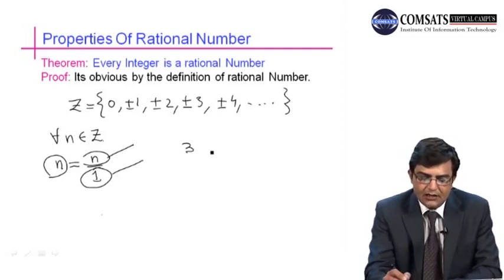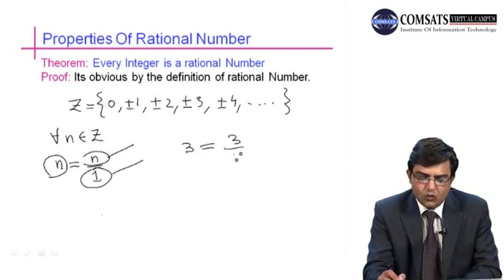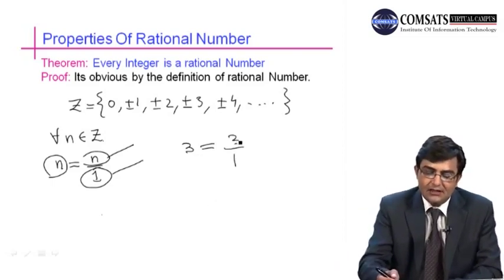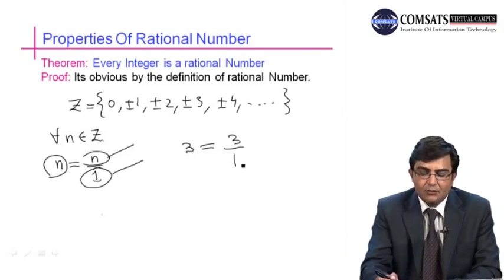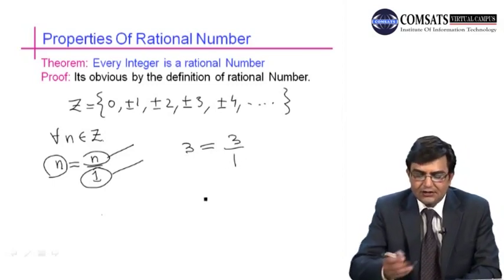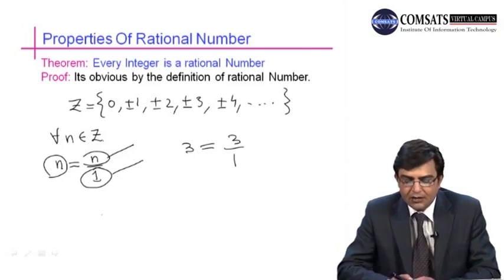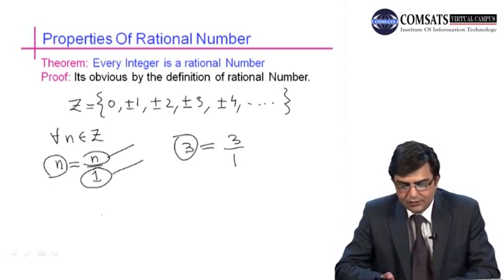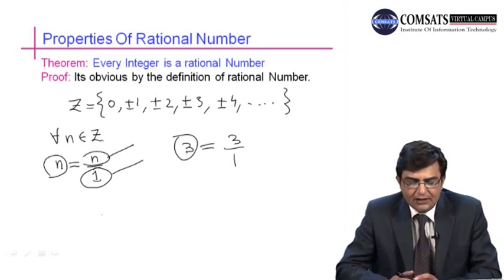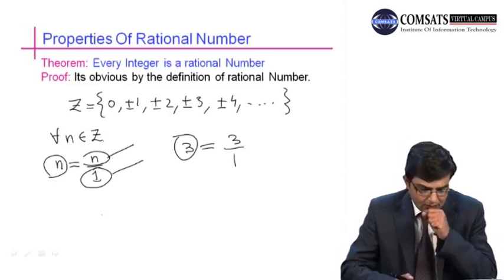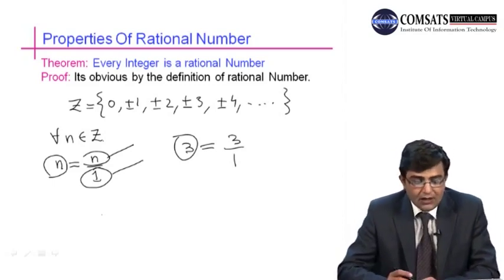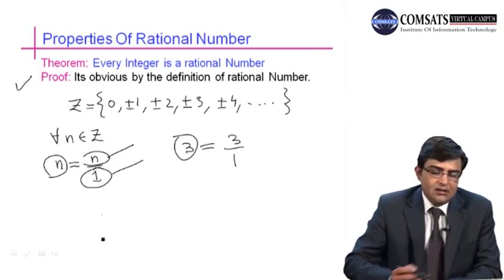For example, 3 is written as 3 over 1. So 3 is a rational number because it can be written as 3 over 1, where 3 and 1 are both integers, and in the denominator we have a non-zero integer, so 3 is a rational number. So similarly we can say that every integer is a rational number. So this theorem is basically proved.